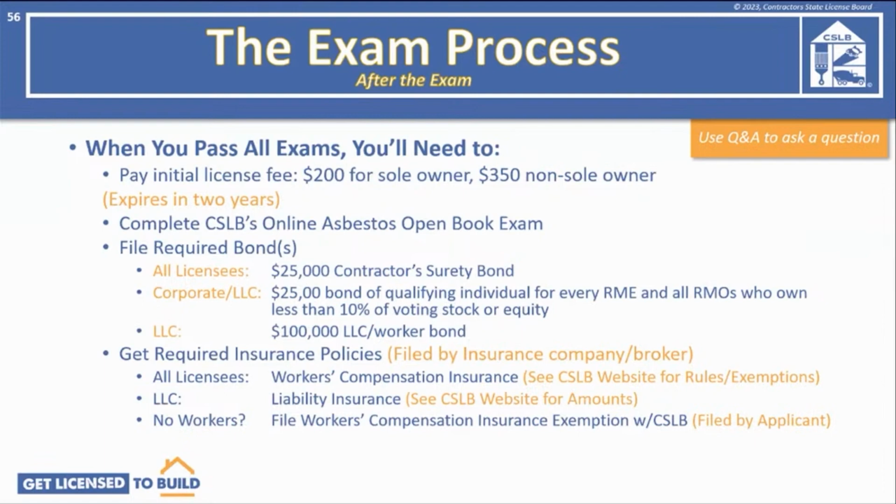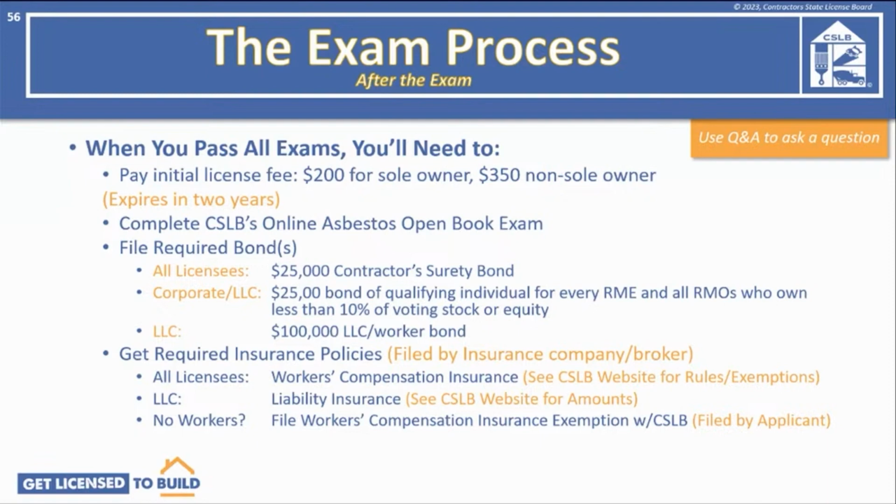First, you'll need to pay your initial license fee, $200 for a sole owner license and $350 for a non-sole owner license. That will be good for 2 years. You'll also need to complete an online asbestos open book exam. Plus, you'll need to file your required $25,000 contractor's surety bond and possibly other bonds depending on what type of business entity you have. And you'll need to get your required insurance policy.